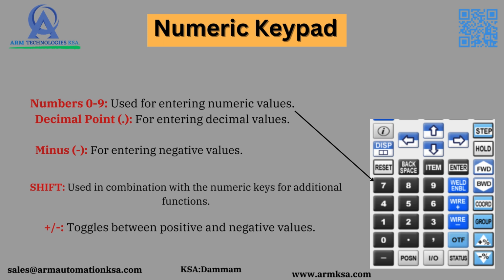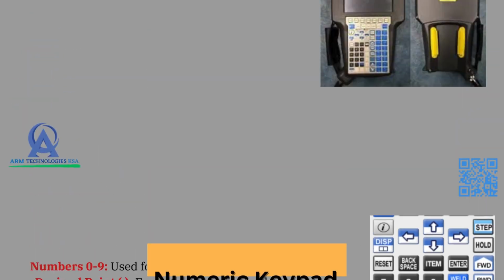Numeric keypad. Numbers 0 to 9, used for entering numeric values. Decimal point, for entering decimal values. Minus, for entering negative values. Shift, used in combination with the numeric keys for additional functions. Plus/minus, toggles between positive and negative values.